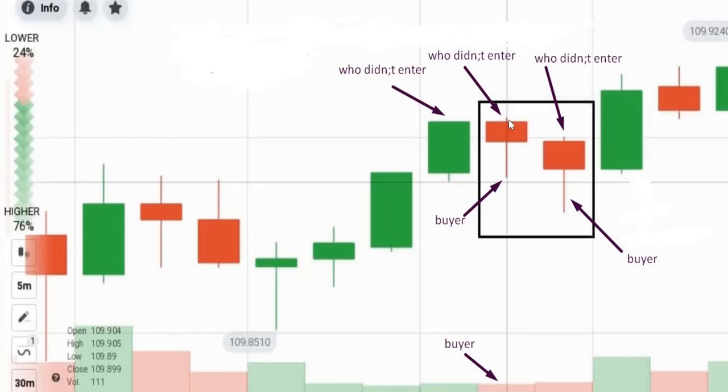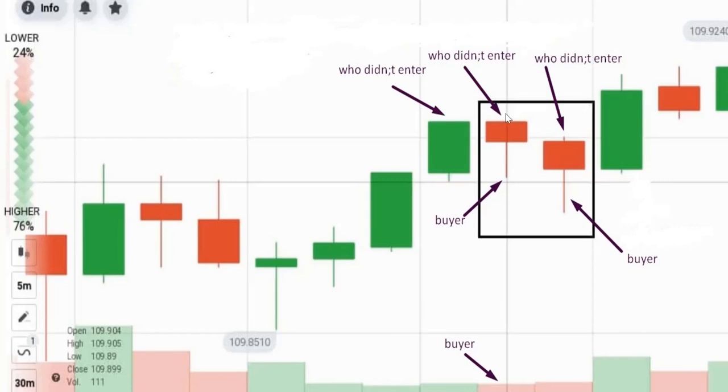Because we found the upper side entry, and because buyers entered the first time, that means this volume is the buyer's volume. If there is no upper side entry, if buyers didn't enter the upper side, at that time we will consider that this volume is the seller's volume, because sellers entered first, right? Because buyers entered first, that's why this volume belongs to buyers. If sellers entered first, then that volume will be the seller's volume.